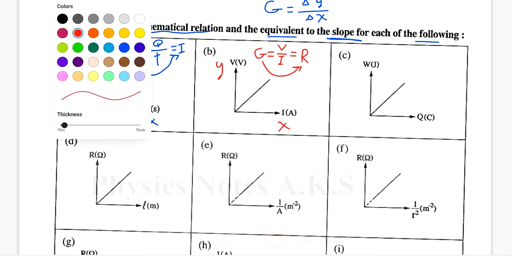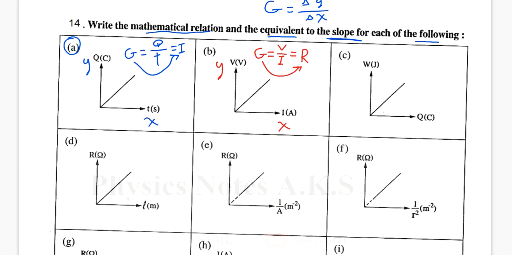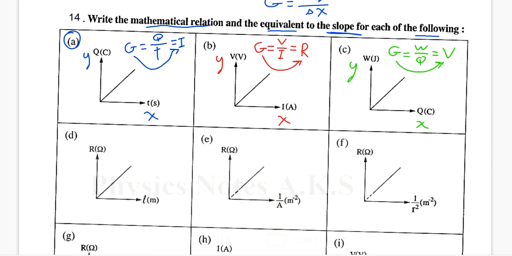In part C, the y is the work and the x is the charge. So let's find the gradient. Gradient is y over x, which is work over charge, and we know from before that work over charge is the potential difference, V, voltage. So the relation is W over Q and the equivalent is potential difference. So the gradient is V, which is potential difference.